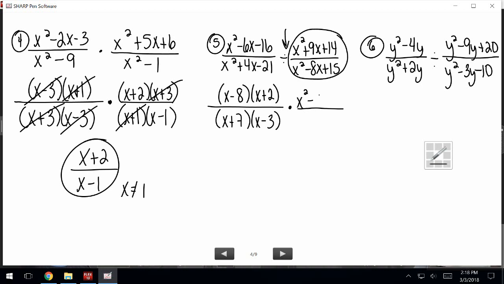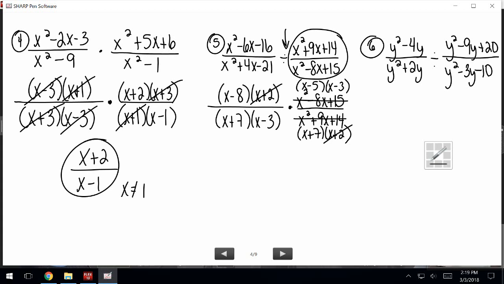So that'd be x squared minus 8x plus 15 on the top, and x squared plus 9x plus 14 on the bottom. All right, so the top factors as x minus 5 and x minus 3. And that guy factors as x plus 7 and x plus 2. All right, the only reason we can cancel is because we're multiplying. And then one binomial has to be on the top, and one binomial has to be on the bottom.